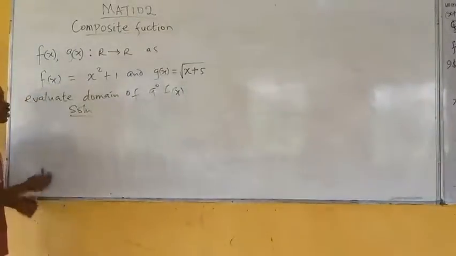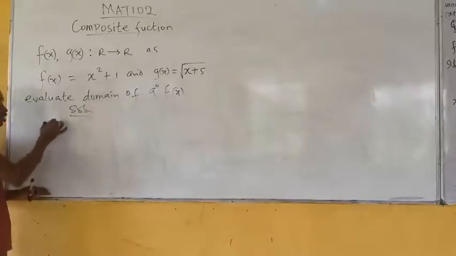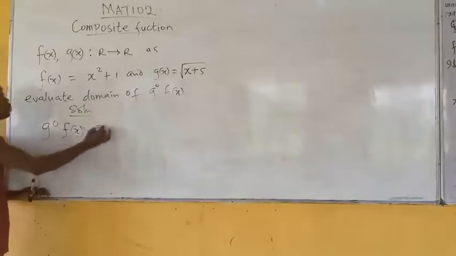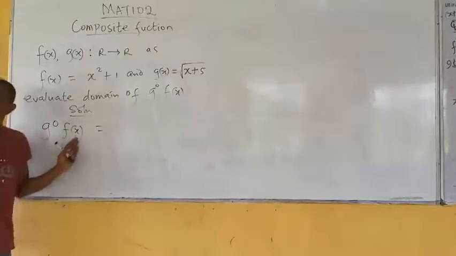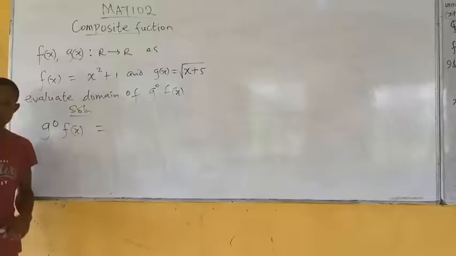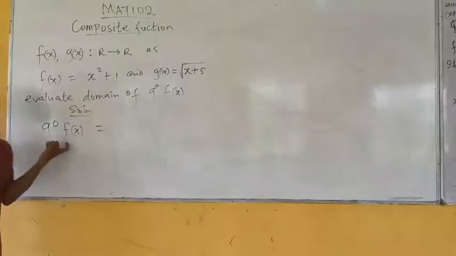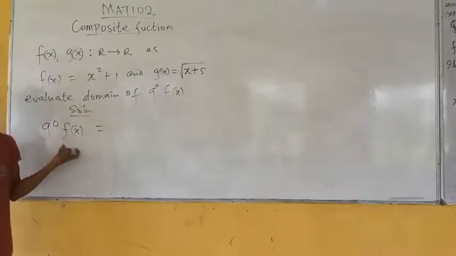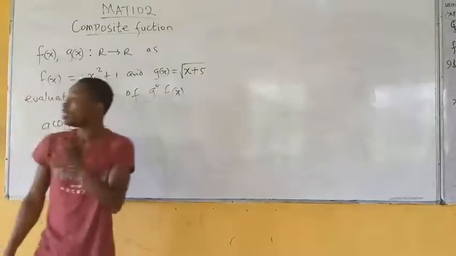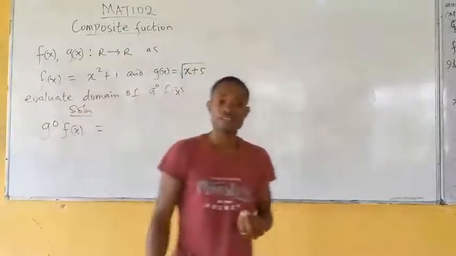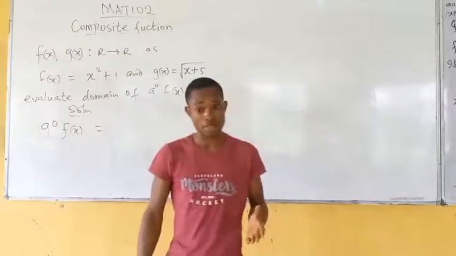Are we ready? You are asked to evaluate g of f of x. What do you do? Go to the function called G. Anywhere you see x there, you fix f of x. Is that not so? Once again, I repeat. You are to get the domain of g of f of x. The first thing you have to do is to get the function called g of f of x. Are you getting me right?